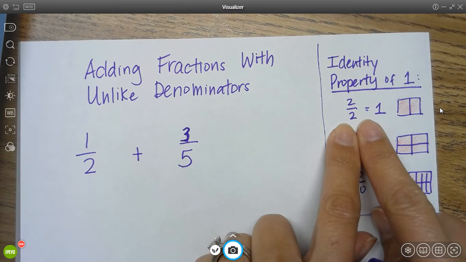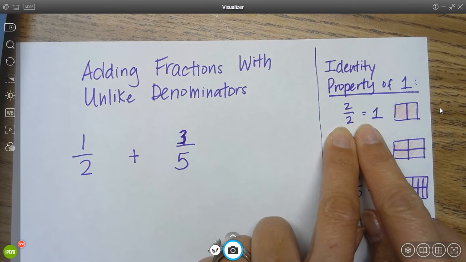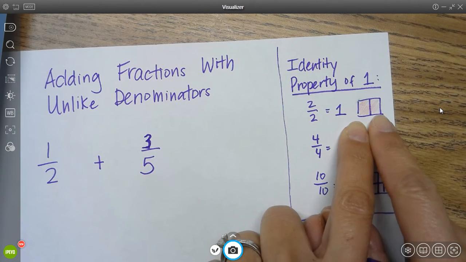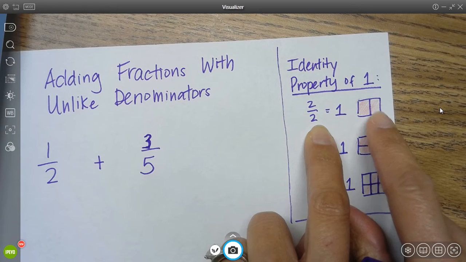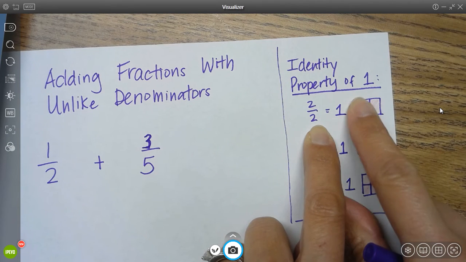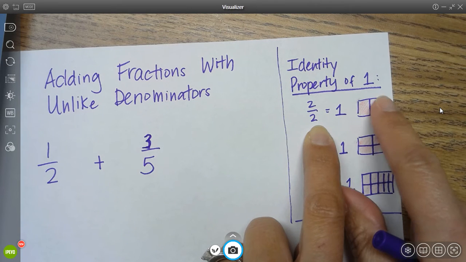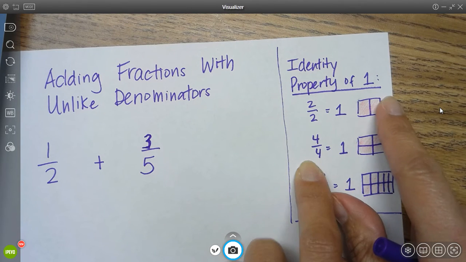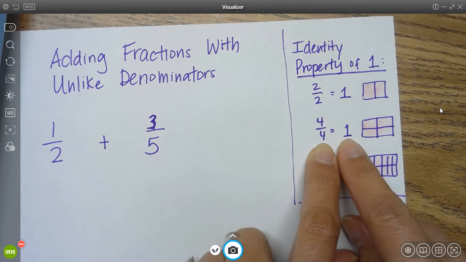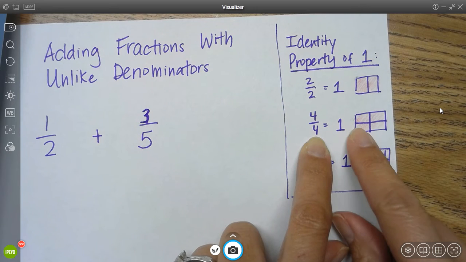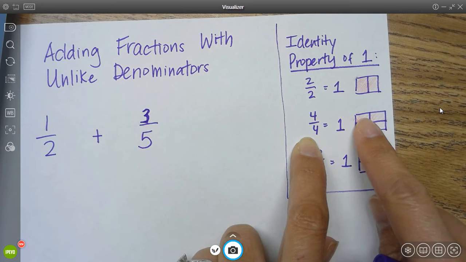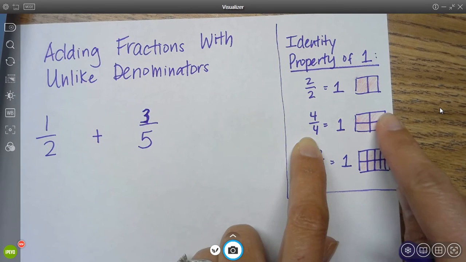If we have a fraction that looks like 2 out of 2, it is the same thing as 1 whole. Because if I have a rectangle and I cut it into 2 parts and I shade in all 2, I have shaded in one entire shape, right? So I have shaded 1 whole. If I have a different fraction, 4 out of 4, it still equals 1. Why? I have 4 equal parts, which is my denominator, and I've shaded in all 4 parts. So I've shaded in 1 whole.